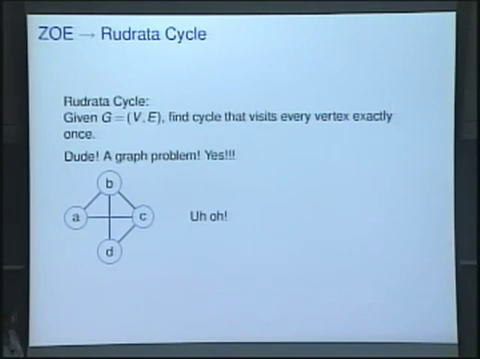Okay. Is it clear what a Rudrata cycle is and what it isn't? And is it also clear that it's not completely trivial to see how to do this? I wanted to show you a little puzzle here because it's not an accident that these things are hard. They really are hard. Even with small examples, often you don't have a good idea of how to proceed. So that's the problem.